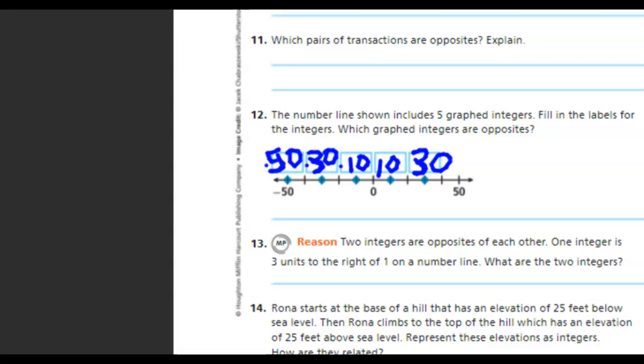Next, which graphed integers are opposites? Our graphed integers that are opposites are 10 and negative 10, and then we have 30 and negative 30.